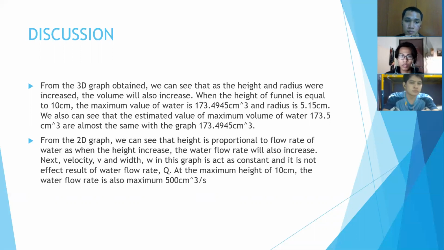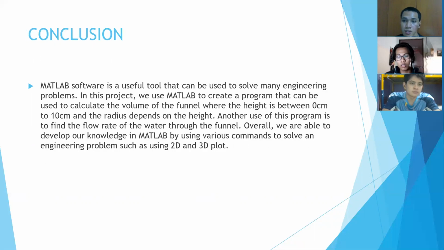Next, velocity V and width W in this graph act as constants and do not affect the result of the water flow rate, which is Q. And at the maximum height of 10 centimeter, the water flow rate is also maximum, which is 500 centimeter cube per second. Last but not least, I will explain the conclusion.